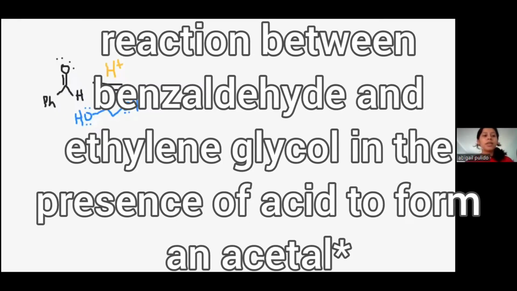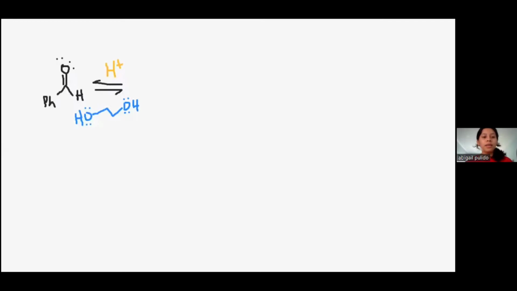So this is the reaction between benzaldehyde and ethylene glycol in acidic solution. The first thing that happens is the lone pairs of electrons on the benzaldehyde's oxygen will attack the proton, and then that produces this product.